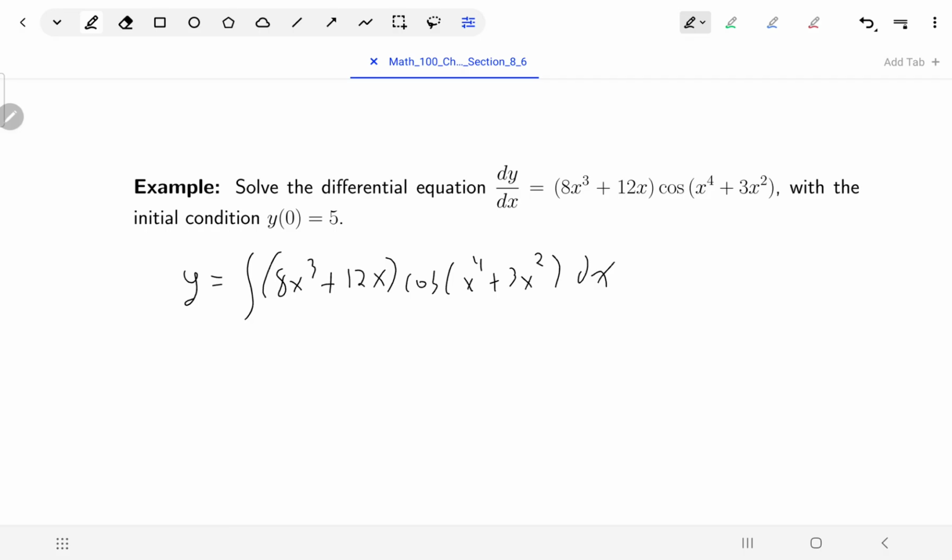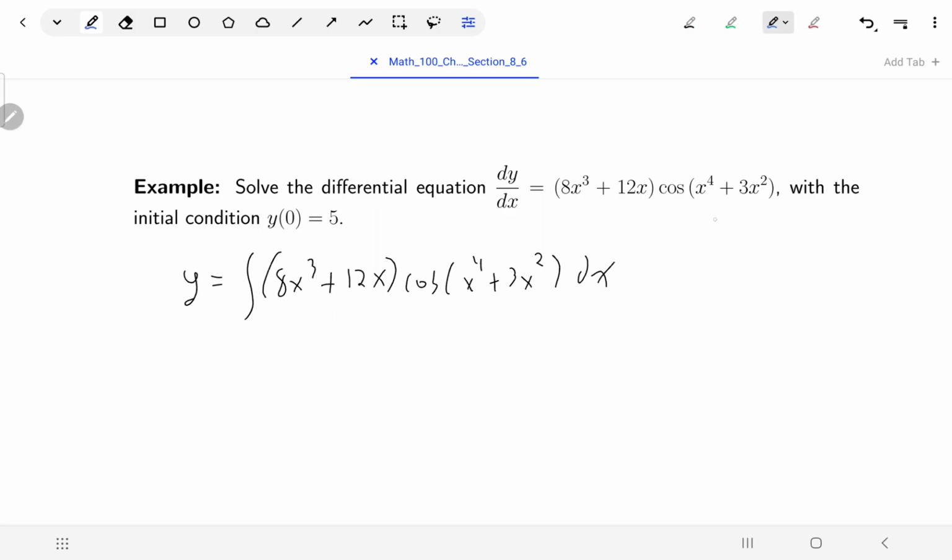So I'm taking a look at this. I've got this polynomial times cosine of this polynomial. And I know if I look at this 8x cubed plus 12x, its derivative is 24x squared plus 12, which doesn't match what I've got left behind. If I look at the x to the 4 plus 3x squared and I take its derivative, I get 4x cubed plus 6x, which is close to what I've got here.